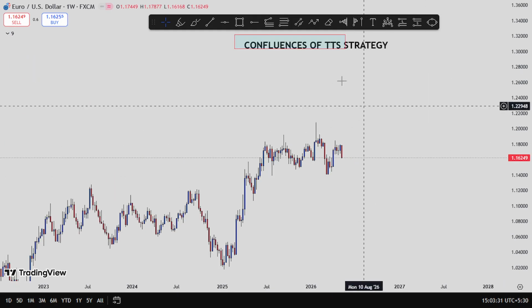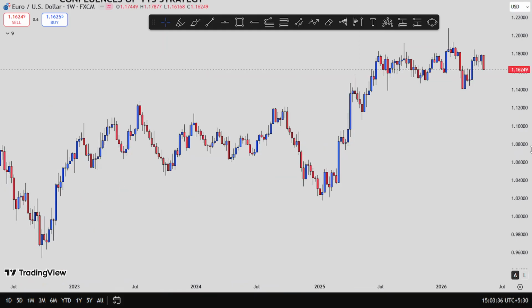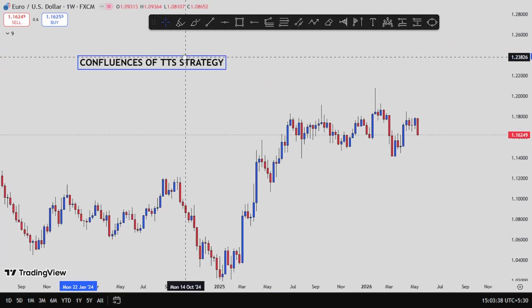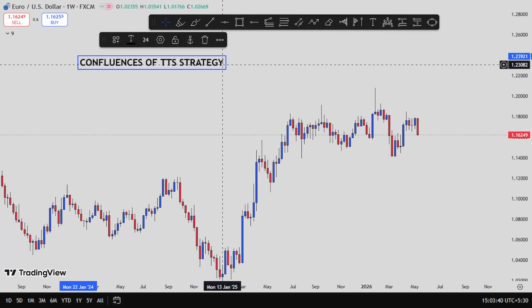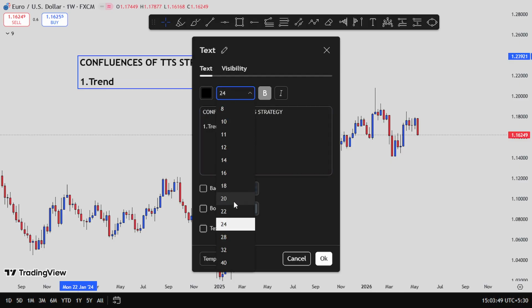Now first of all, what do I mean by confluences? Confluences means confirmations. Basically confluences are the confirmations which I look for. So the first confirmation which I look for is the trend. Let's just decrease the size.